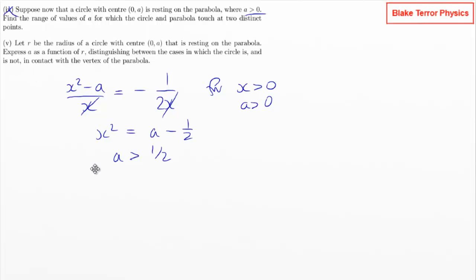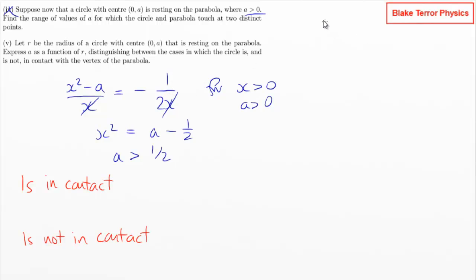So part 5. Let r be the radius of a circle with centre (0, a) resting on the parabola. Express a as a function of r, distinguishing between the cases in which the circle is and is not in contact with the vertex of the parabola. Oh my word, can't get my words out. Vertex of the parabola. So we'll say is in contact and is not in contact. So we need a as a function of r.